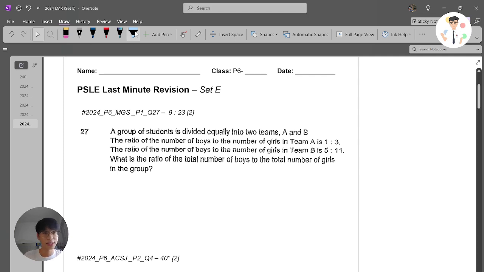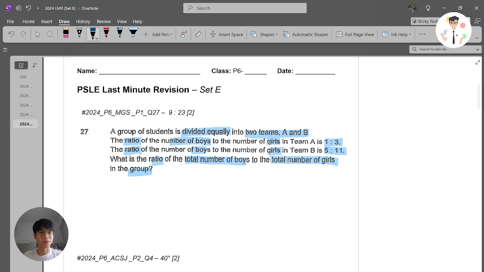The first question says, a group of students is divided equally into two teams A and B. The ratio of the number of boys to girls in team A is 1 to 3. The ratio of boys to girls in team B is 5 to 11. What is the ratio of the total number of boys to the total number of girls in the group? So when you look at this question, what is the keyword that you should see? The keyword here should be divided equally. That is the important keyword.